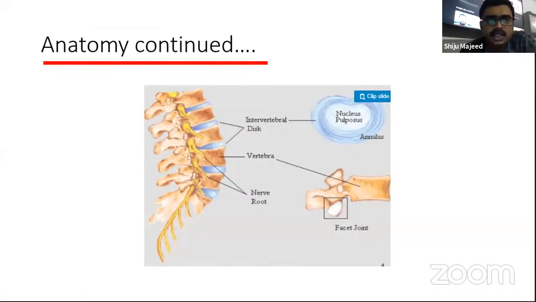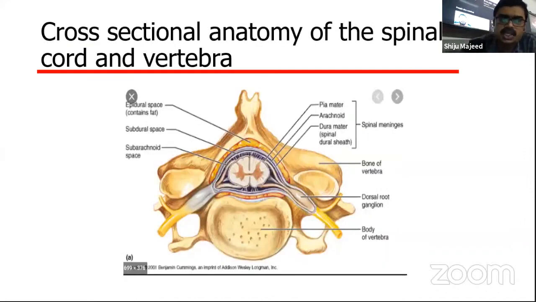Okay, then if you take a cross section of the vertebral column, it will be like this. This is the vertebral body as such. This is the facet joint, this is the lamina portion, this is the spinous process. And the main function of the vertebral column is to protect the vital spinal cord or the dura inside the vertebral, the spinal canal.